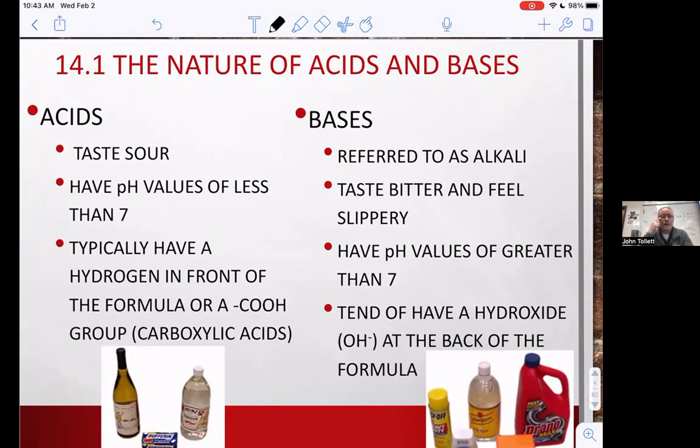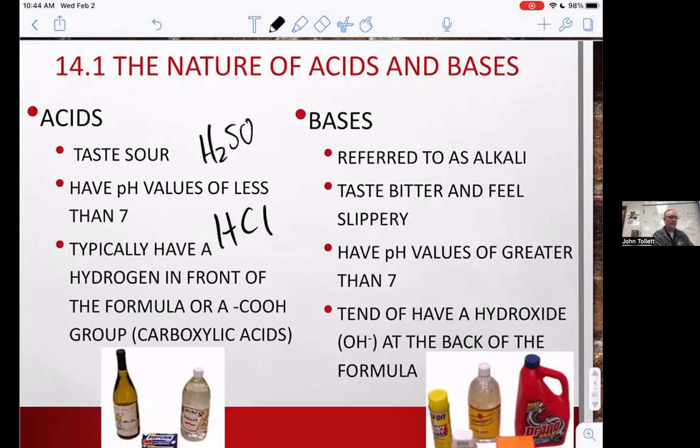Acids are going to taste sour generally, like lemon juice or lime juice. They're going to have pH values, if we tested them, that are less than 7. They can be as low as 0.1. Heck, they could even be negative, but they're definitely going to be less than 7. Typically, they have a hydrogen in front of the formula, so you'll see something like HCl, hydrochloric acid. That would be an acid. H2SO4, another easy example, sulfuric acid, that's an acid. So they generally begin with hydrogen.